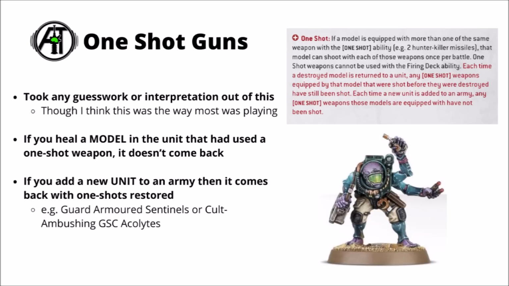On the other hand though, if that same unit was wiped out after using its demo charges, and the rules were for things like Cult Ambush to put an identical unit in reserve, it basically counts as a new unit, so that new unit does have the demo charges when it appears, and the same is true for some other things like Guard Armoured Sentinels and Hunter Killer Missiles. Again, I don't believe there's any actual rules change there, but good to have it really clearly spelled out.